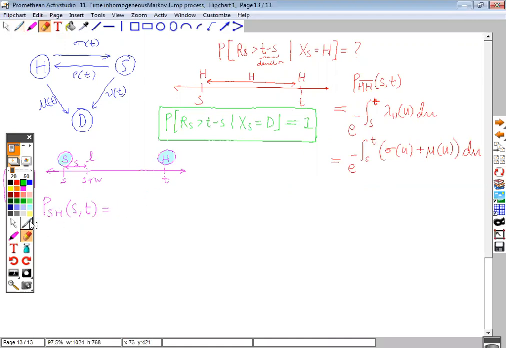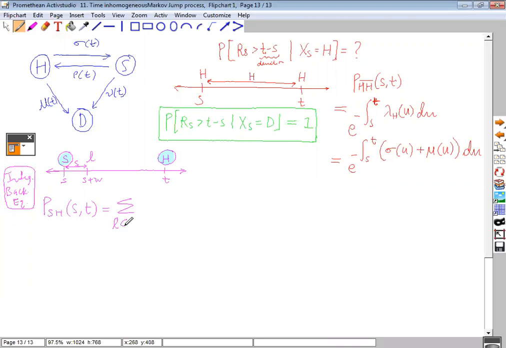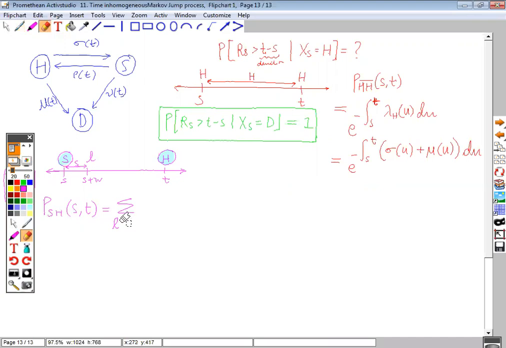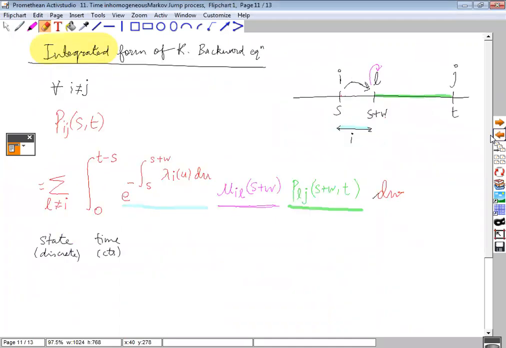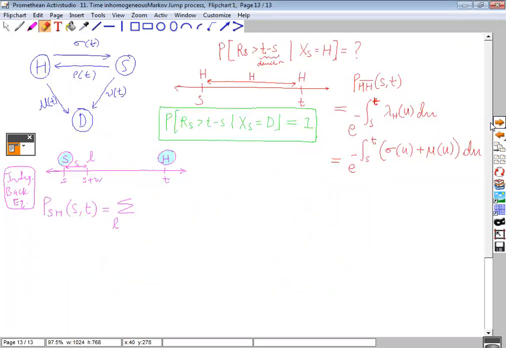Let me just change the color. Yeah, summation L not equal to S? Oh, okay, sorry. I thought S was the sample space. Oh, sorry, you meant S as in the sick state. Okay, yeah. So L not being equal to sick state, yes. Then integrating from 0 to t minus S.